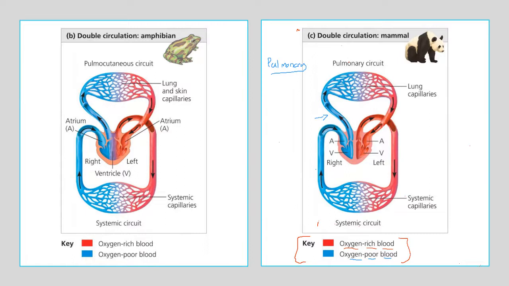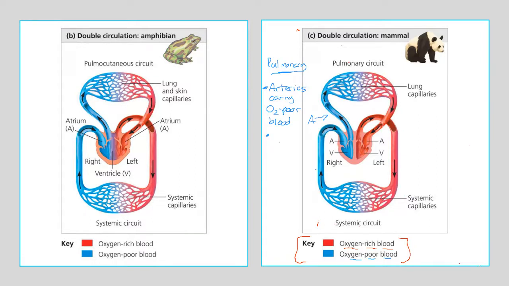So here, the arteries, I'm going to put this in blue, carry oxygen-poor blood. Sorry, I didn't mean to do that. Let me do this. There you go. Why is that? Because arteries are always going to be carrying blood away from the heart, and it has to do with the circuit. In the pulmonary circuit, the arteries are going to be carrying oxygen-poor blood because the blood is going away from the heart.